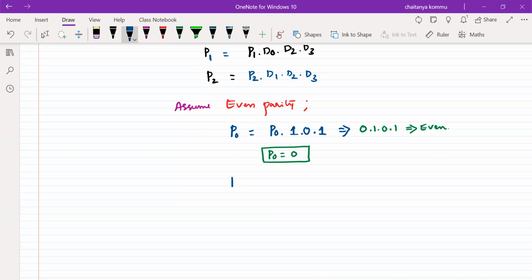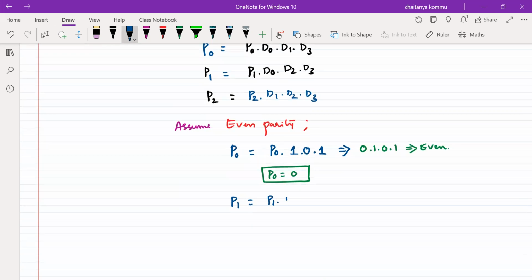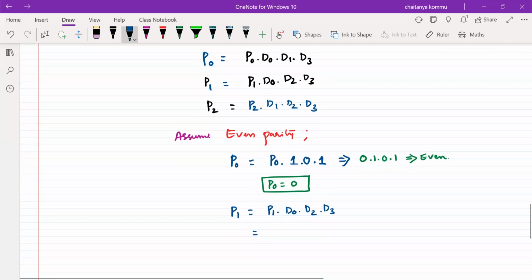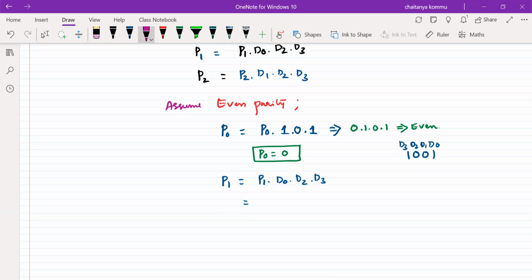Similarly, let us consider P1. So what about P1 now? P1 requires D0, D2, and D3. What are the values here? 1, 0, 0, 1, so D3, D2, D1, D0. Tell me what is the value I have to fix? P1 is required: D0 is 1, D2 is 0, D3 is 1. Here also, if you make it even, P1 is also 0.